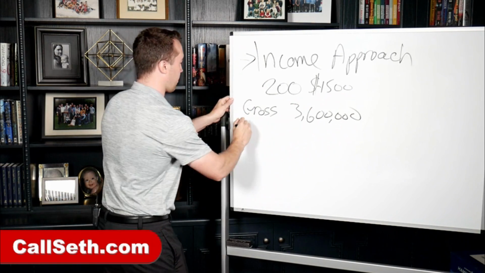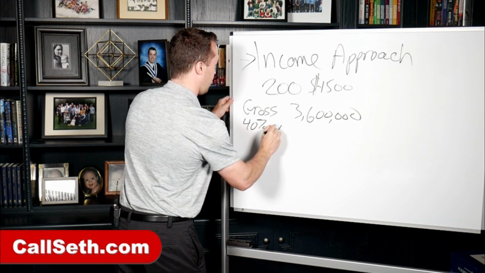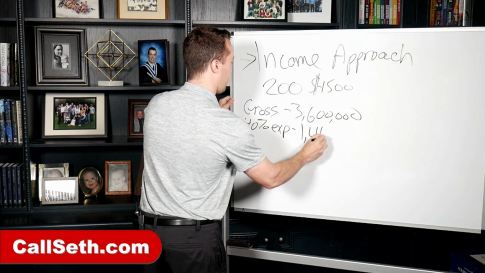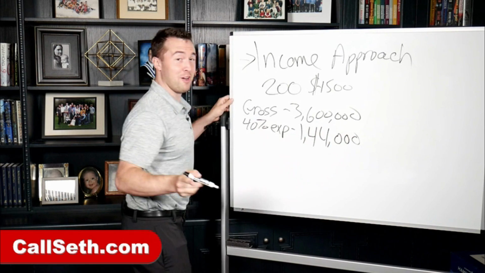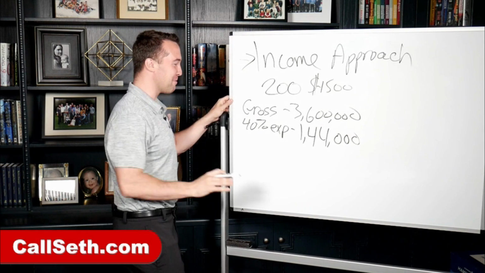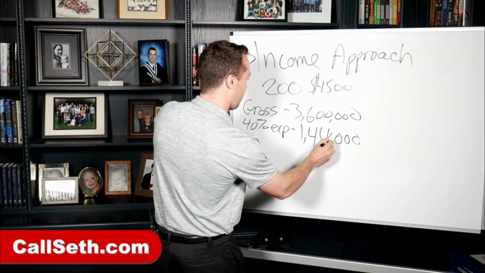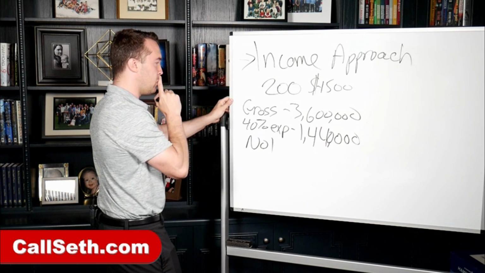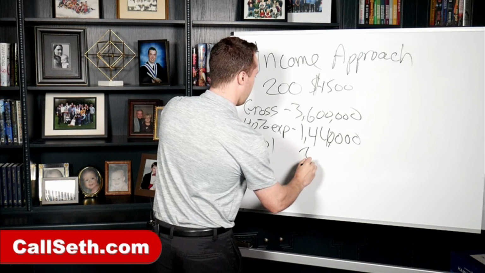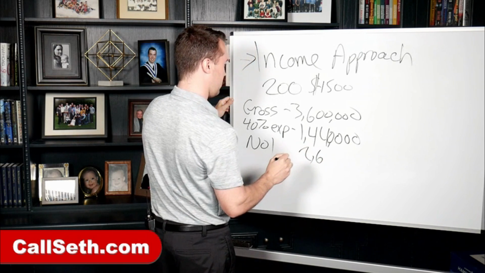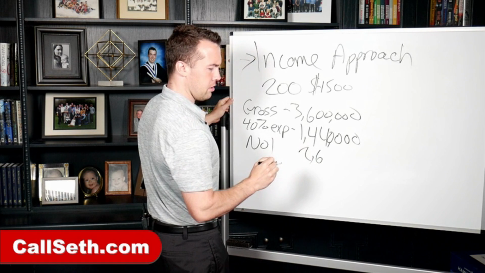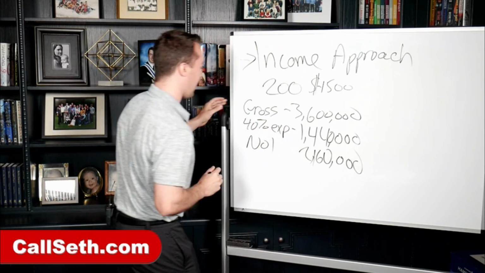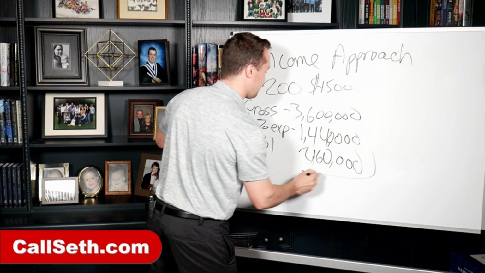And let's say expenses are hovering around 40%. So that would mean, I think it's going to be 1.440. If I'm wrong, put that in the comments section. Like I said, I hate math, but I think we're looking at 1.44 if I can add these zeros. So that would give us an NOI of 2160. There we go. Got it. So NOI of 2160.